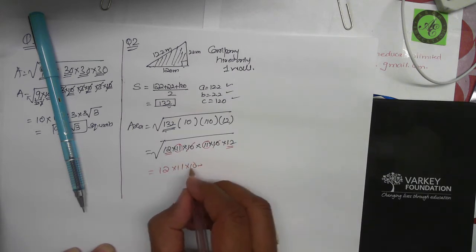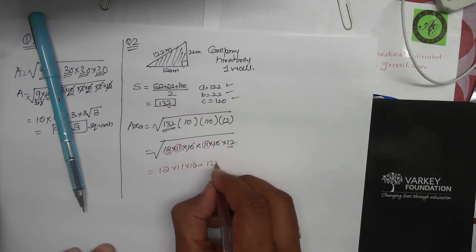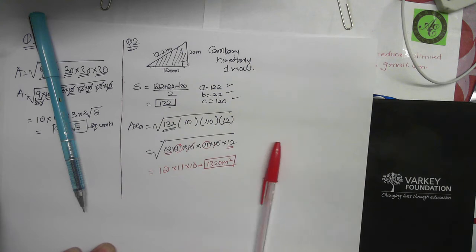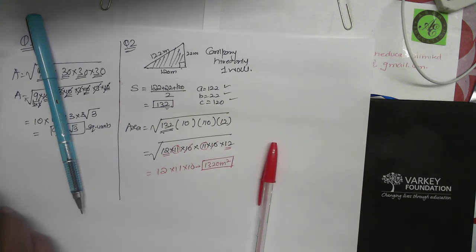So this answer is 12 times 11 times 10, which is 1320 meters square, the area which the company has to hire for that advertisement. And the price, as you know, is given to you: 5,000 rupees per meter square.